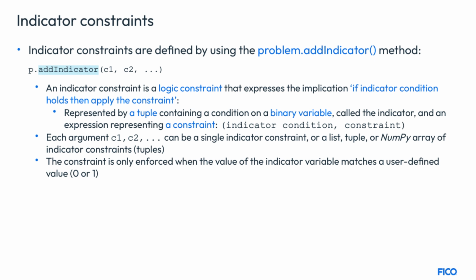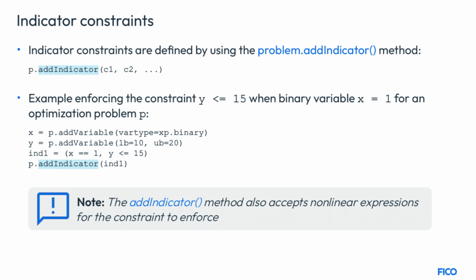The method can receive a single or several indicator constraints as arguments, where each argument can be a list, a tuple, or a NumPy array of indicator constraints. In this example, when binary variable x takes the value 1, a constraint applies on variable y to be no greater than 15. The addIndicator method also accepts nonlinear constraints to be enforced.